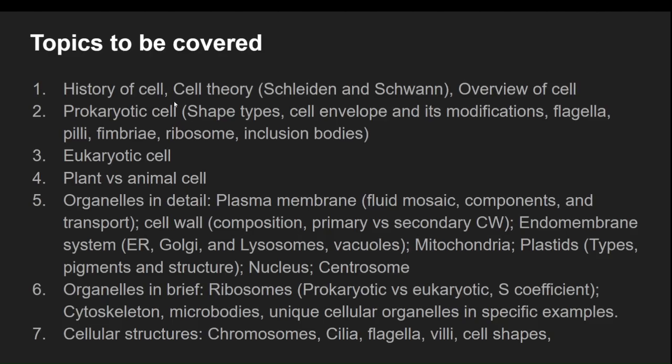We'll cover all of these various topics, starting from the history of the cell theory, the differences of prokaryotic and eukaryotic cells, plant and animal cells, the structure and functions of the various organelles, and also particularly about the nucleus and the DNA.